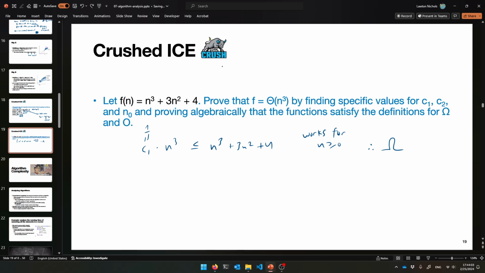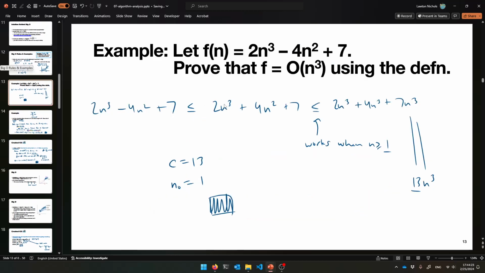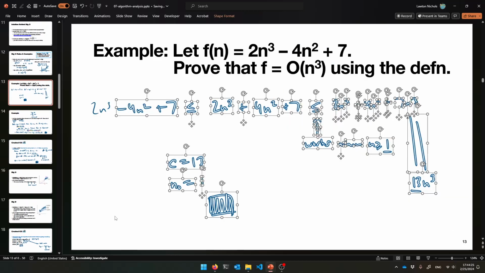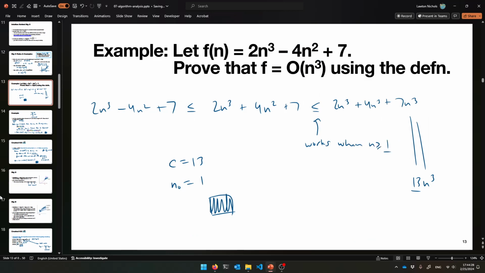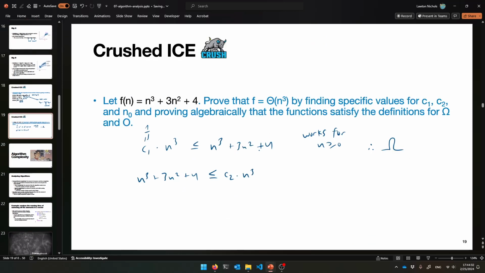We also need to show that it's an upper bound. We need to show that our original function, n cubed plus 3n squared plus 4, is bounded above by some constant c2 times n cubed. Let's try the thing that I was showing you before, because that'll give us a very easy way to find our n naught as well. Okay, let's do that kind of process.